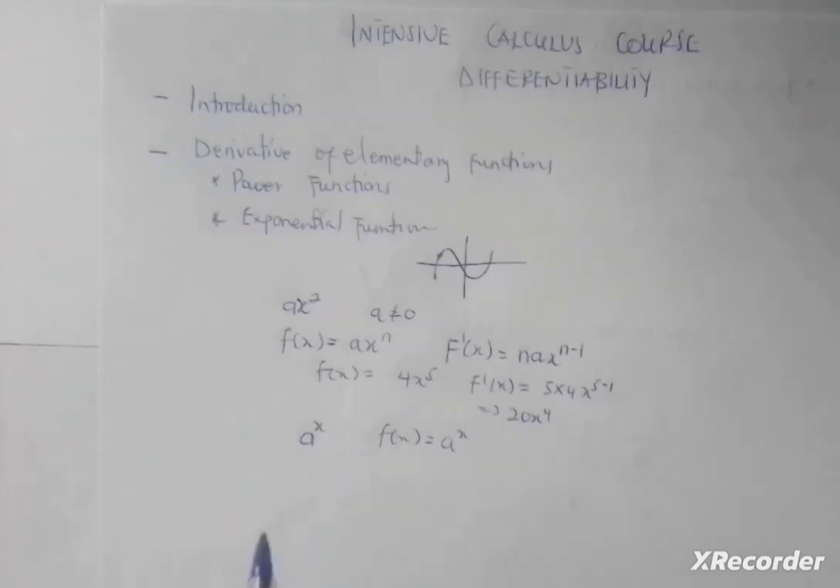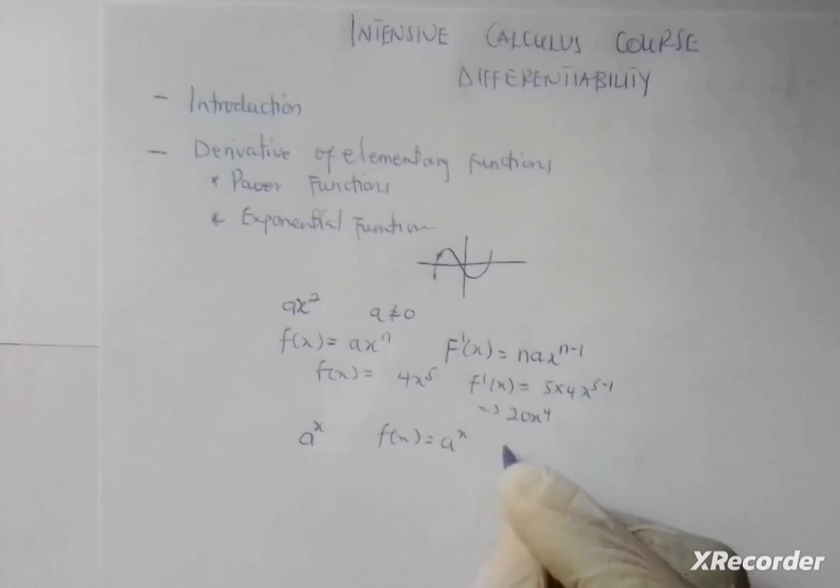For this class, since it is an introductory class, I'm not going to show you how we prove to get it, but I'm going to give you the general representation of the derivative of exponential functions. So whenever you are being given exponential functions, you are going to get a to the power x ln a, where this ln is called natural log.